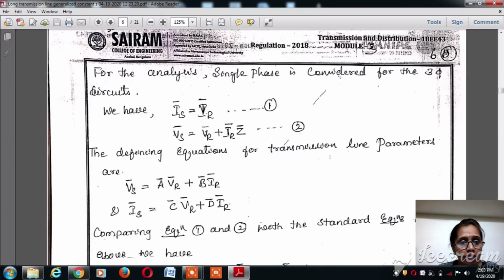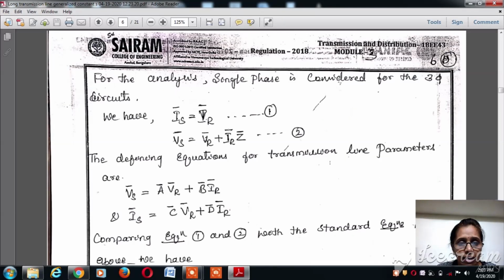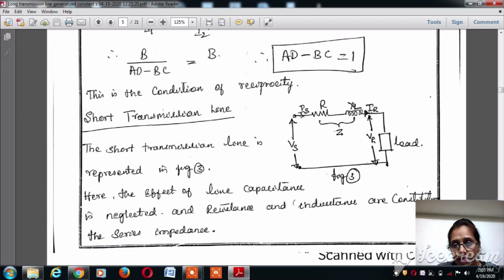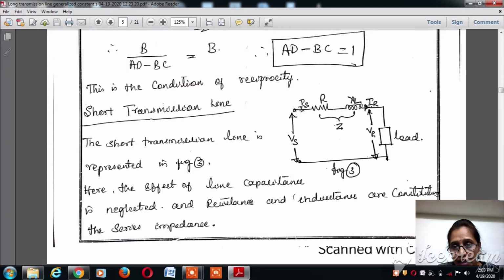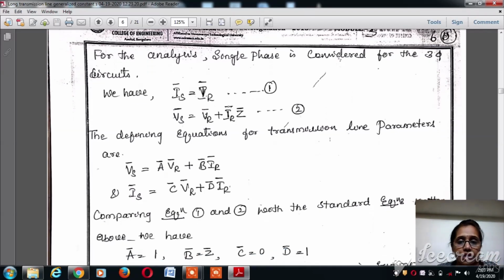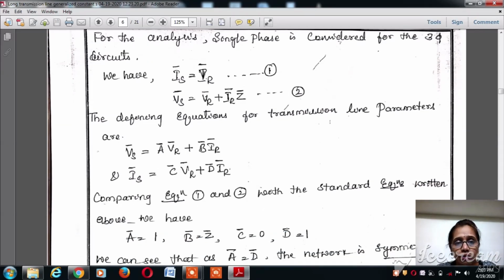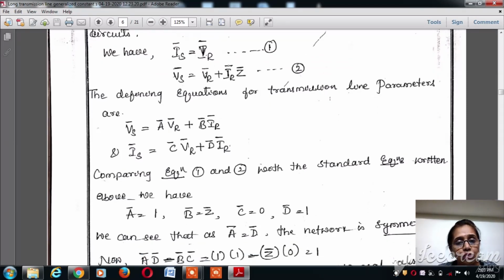We have IS is equal to IR, vectorially, and VS is equal to VR plus IR into Z, where Z is the impedance of the line. Keep this as equation 2. Now the defining equations for the transmission line parameters are VS is equal to A into VR plus B into IR, and IS is equal to C into VR plus D into IR, all vectors.